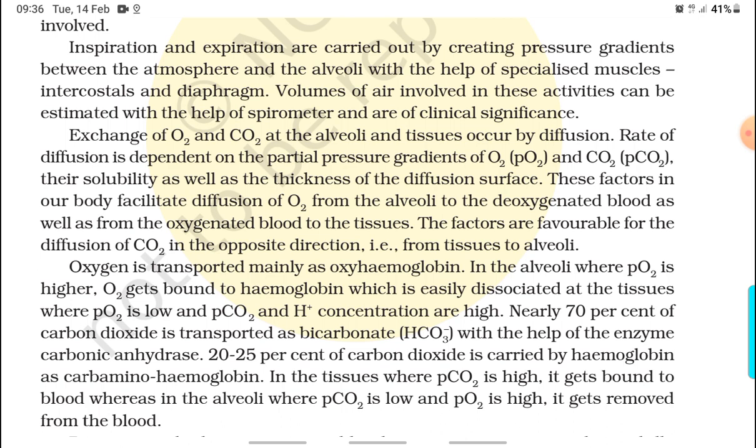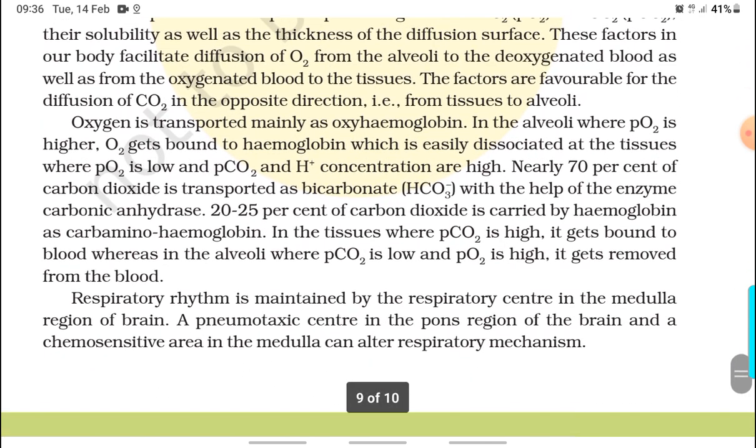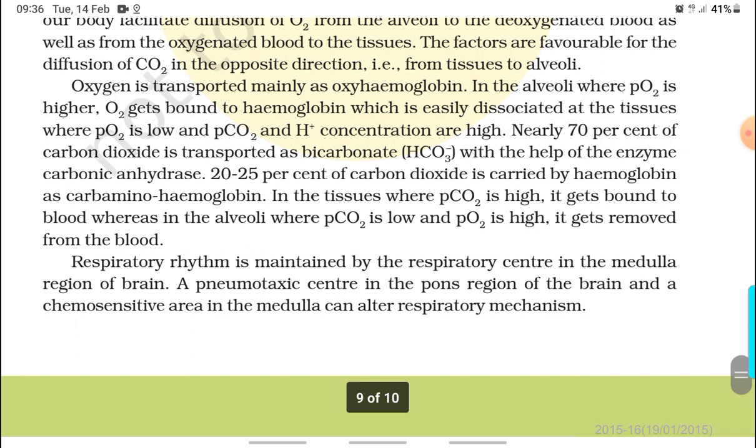Exchange of oxygen and carbon dioxide at the alveoli and tissues occurs by diffusion. Rate of diffusion is dependent on the partial pressure gradients of oxygen or carbon dioxide, their solubility as well as the thickness of the diffusion surface. These factors in our body facilitate diffusion of oxygen from the alveoli to the deoxygenated blood as well as from the oxygenated blood to the tissues.